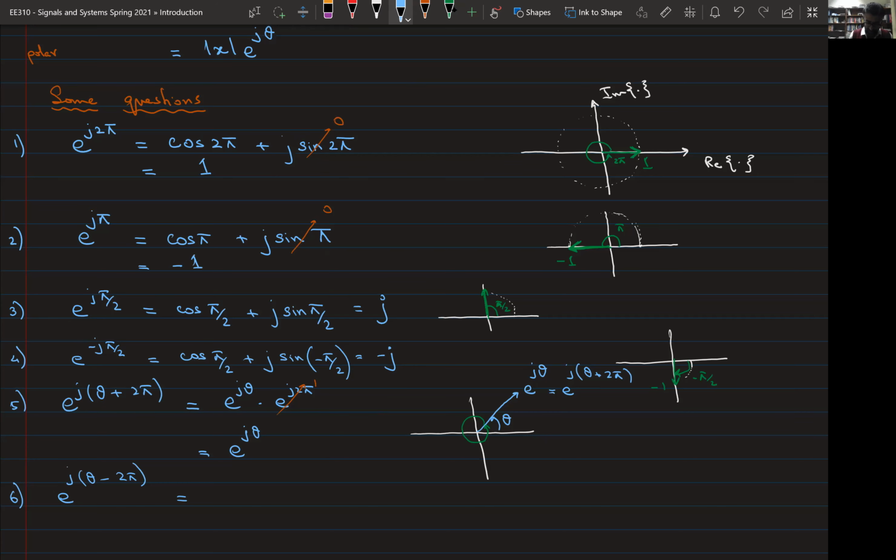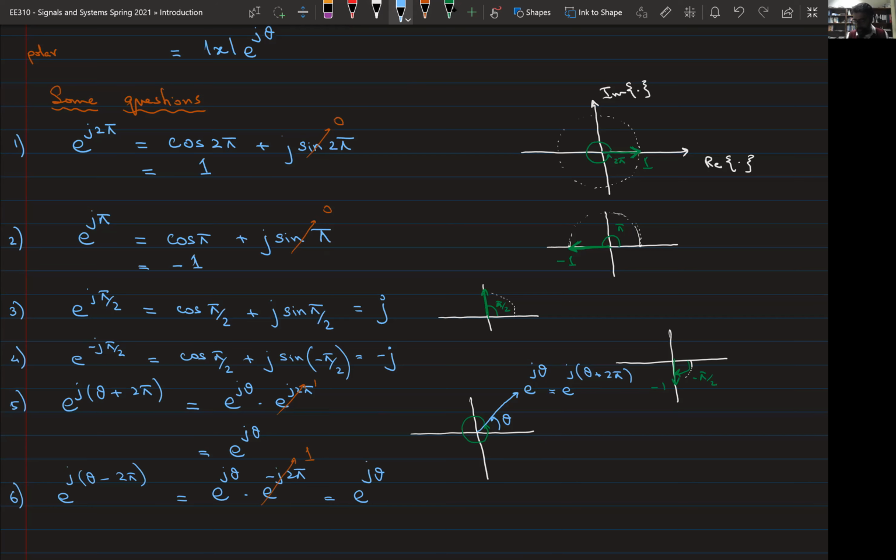And another way, if I were to do this algebraically, I'd say that this is e raised to power j theta times e raised to power minus j 2 pi. But e raised to power minus j 2 pi is nothing but e raised to power j 2 pi, because once again, you're back at the same place again. So this is nothing but 1, right? So this thing here is 1. And because of that, this is e raised to power j theta.